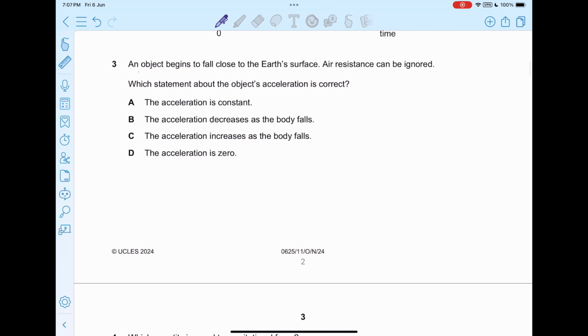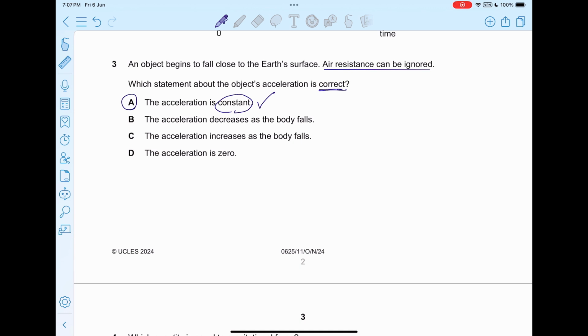Number 3, an object begins to fall close to the Earth's surface. Air resistance can be ignored. Which statement about the object's acceleration is correct? So air resistance is ignored. Let's read the options. The acceleration is constant. Acceleration decreases as the body falls. Acceleration increases as the body falls. The acceleration is 0. So acceleration has to be constant because air resistance is ignored. So A is the correct choice.